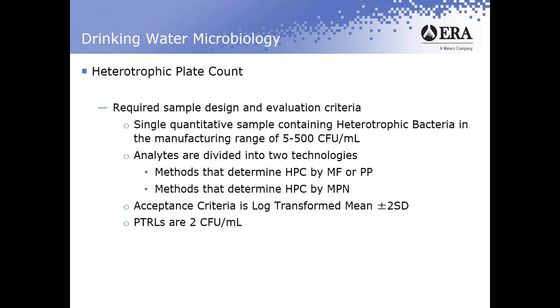The analytes on the tables are divided into two technologies. They're methods that determine HPC by membrane filtration or pour plate, and then methods that determine HPC by a most probable number method, technique. The acceptance criteria is log transformed mean plus or minus 2 standard deviations. The PTRLs that are listed on the FOPT tables are 2 CFU per mil. And again, all of this information is spelled out on the drinking water FOPT tables.